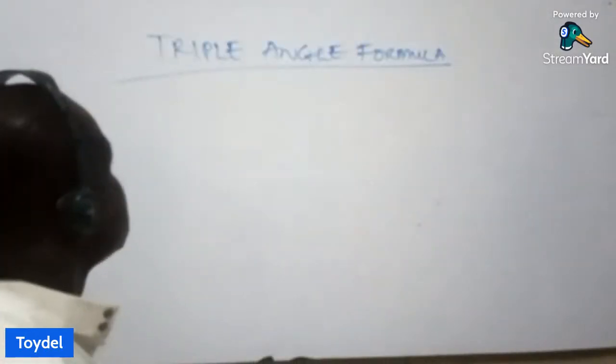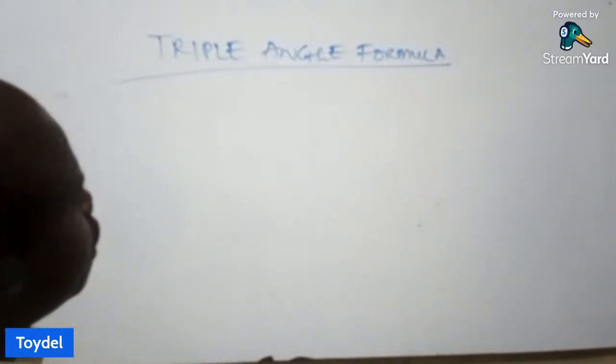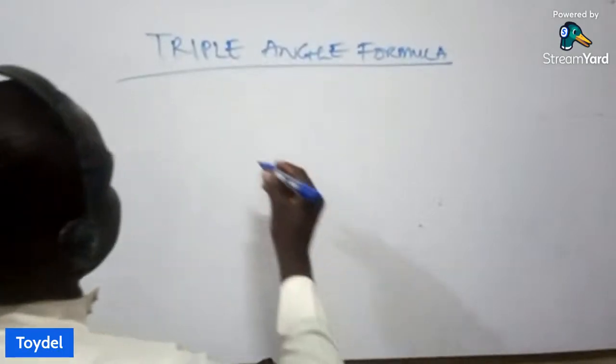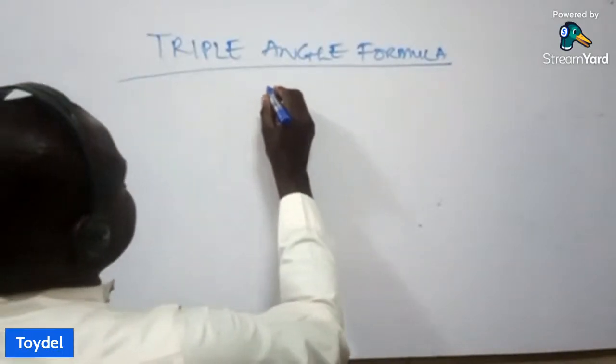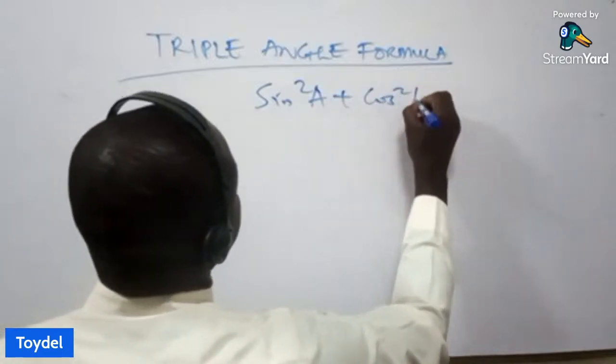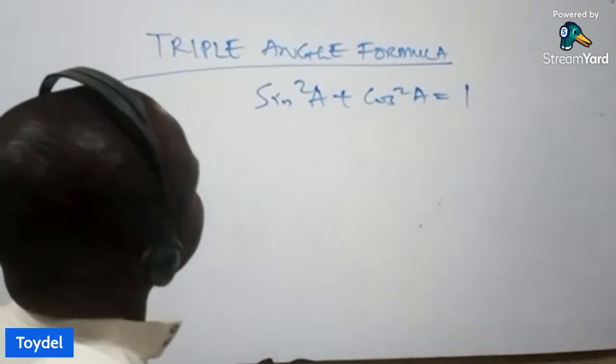Today, we want to look at triple angle formula. So, you will recall that the fundamental identity is sine square A plus cos square A is equal to 1, where A is the angle under consideration.